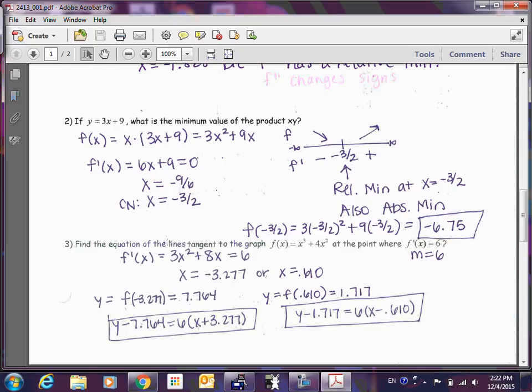All right, look at number 3. Find the equation of the lines tangent to the graph at the point where f prime is 6. Okay, they're not giving us x. What are they giving? The derivative, which, what does that represent in the line? The slope. So they're telling us that the slope is 6. So when you write your lines, the slope is 6. What we need to find out is what are the x and y. Well, they tell us, hey, set the derivative equal to 6. So find the derivative, set it equal to 6.